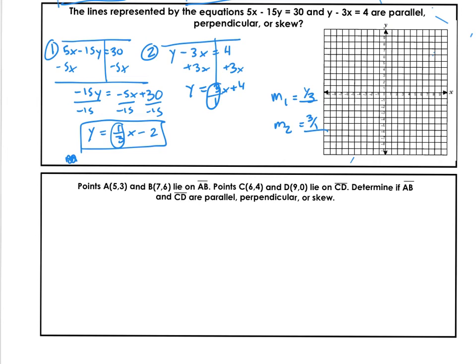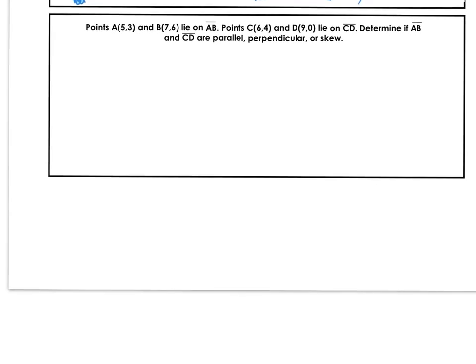So if you're looking at these two slopes, what do you think they are? Parallel, perpendicular, or neither? Are they parallel? No. Why? Because they're not the same. Are they perpendicular? No. They're both positive, so they're not negative reciprocals. They are reciprocals, but not negative. So that means by the process of elimination, these are skew. So our conclusion is the lines are skew because not parallel or perpendicular.